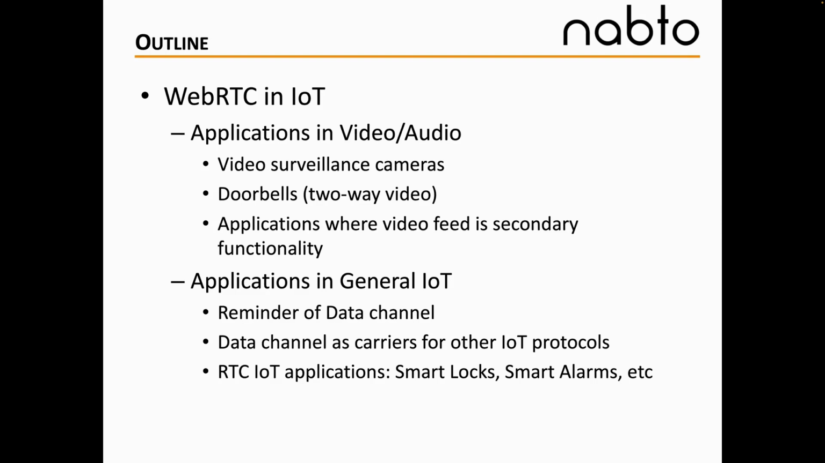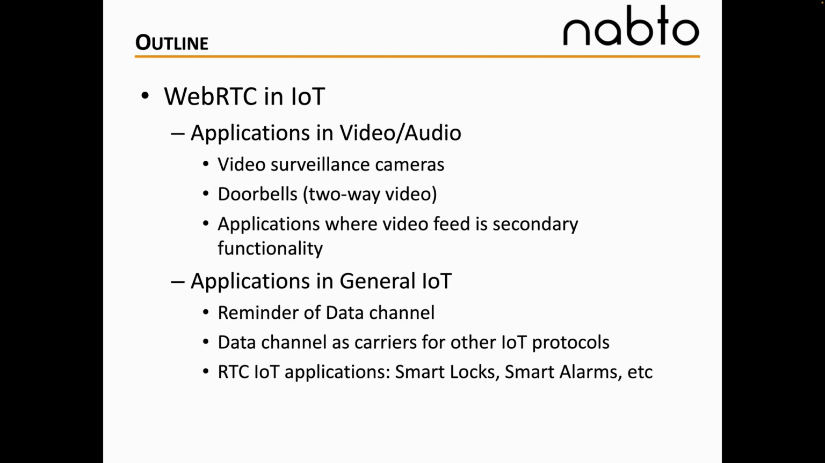So video surveillance cameras, or doorbells where you need the two-way video, because a doorbell with video and audio is basically kind of a conference call. So you maybe have video only one way, but you will have two-way audio, so that you can tell the UPS guy to place your packet wherever, or that you're not at home and they have to bring it later on.